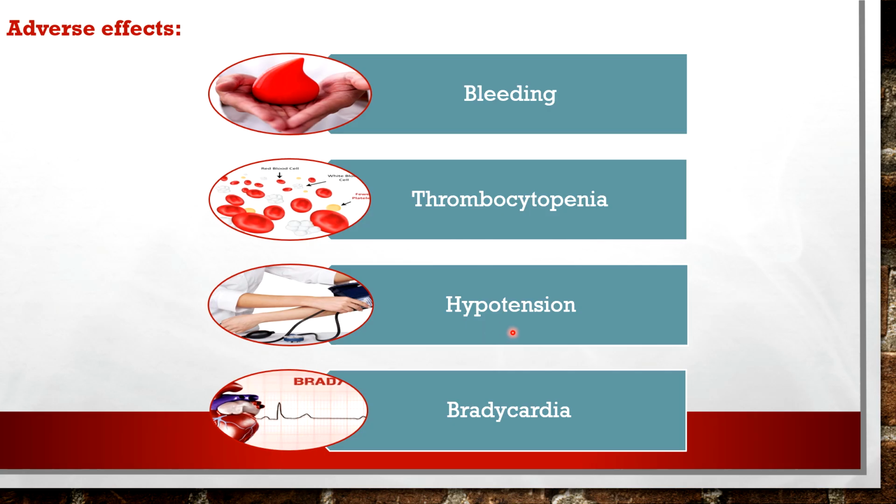Why does it cause hypotension? Usually it causes pericardial sac bleeding. Due to that pericardial sac bleeding, there is a decrease in blood pumping, so it causes hypotension. Due to the hypotension, it also causes bradycardia, a slow heart rate.